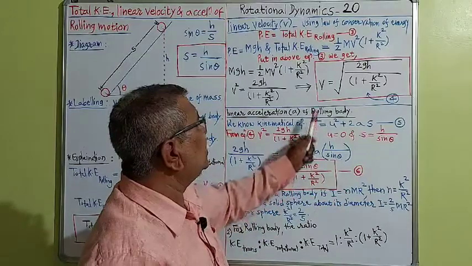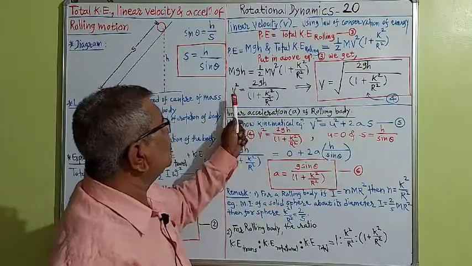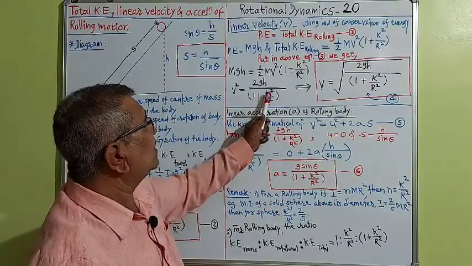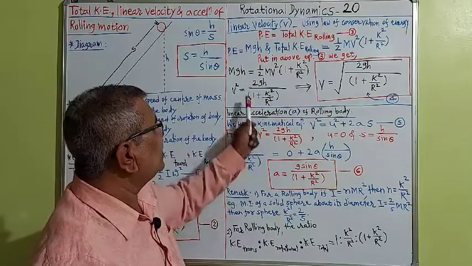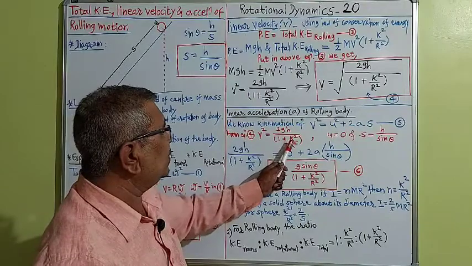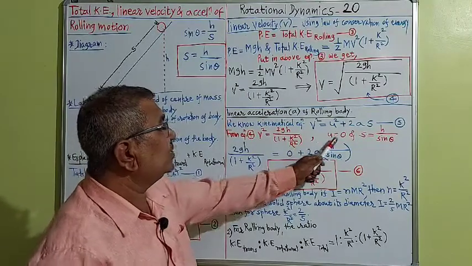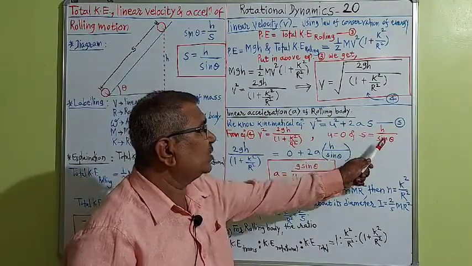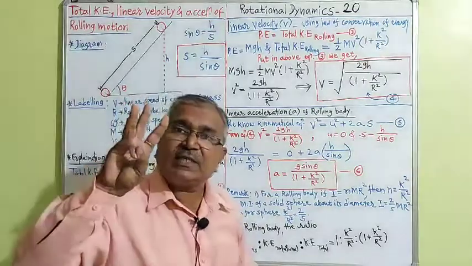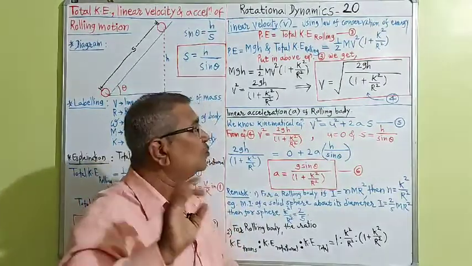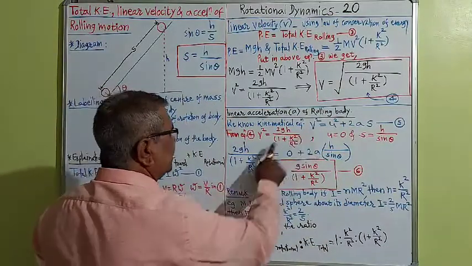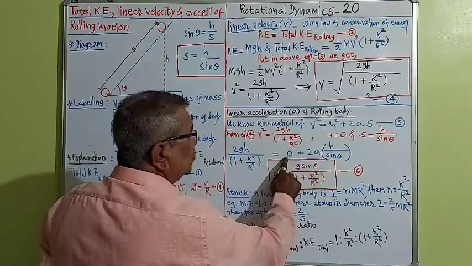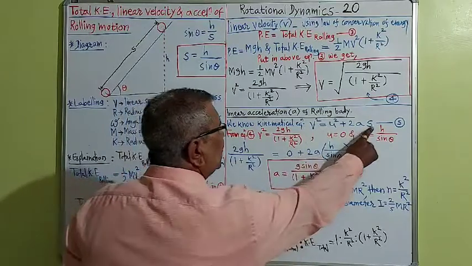What is the value of v square? We know v square is equal to 2gh upon 1 plus k square upon r square. So from equation 4, v square is equal to 2gh upon 1 plus k square upon r square. u is equal to 0 and s is equal to h upon sin theta. These three values we'll have to put in equation 5. We get this. Put the value of v square here. u is equal to 0 plus 2a. What is the value of s?